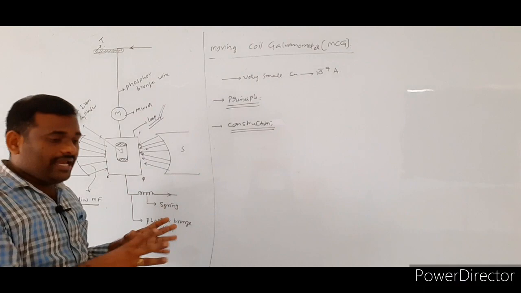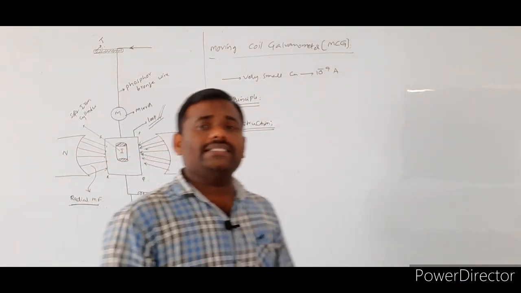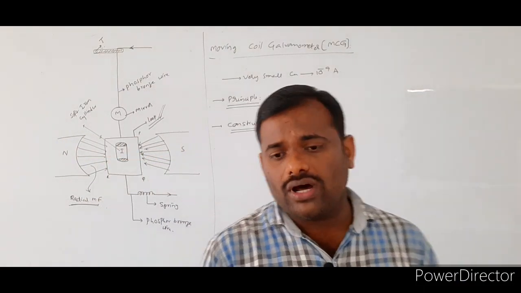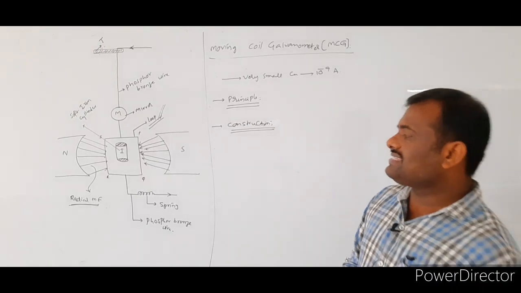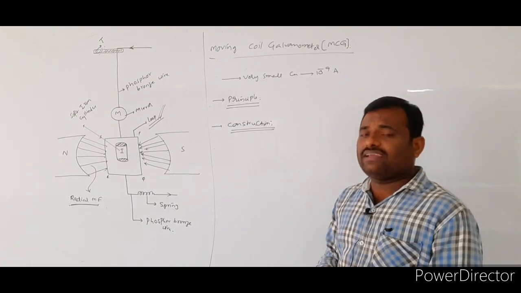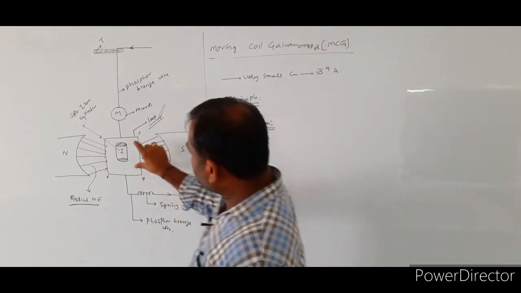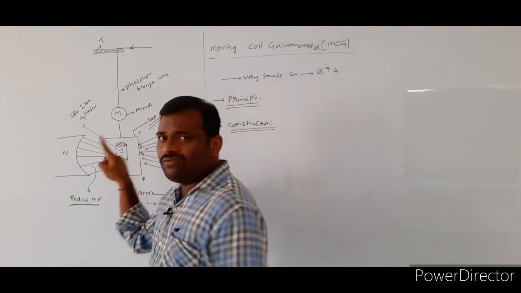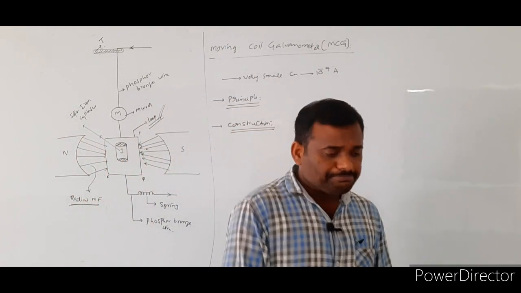So we consider the radial magnetic field. For which purpose? For producing the maximum torque in the loop. For that purpose we consider the radial magnetic field. And moreover, one more part we consider here, I. What is the I here?